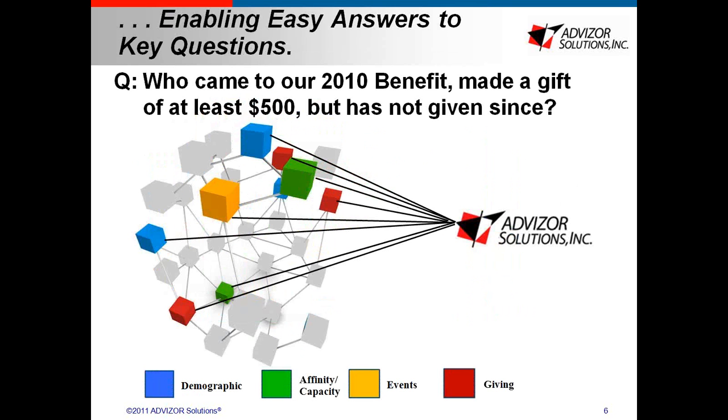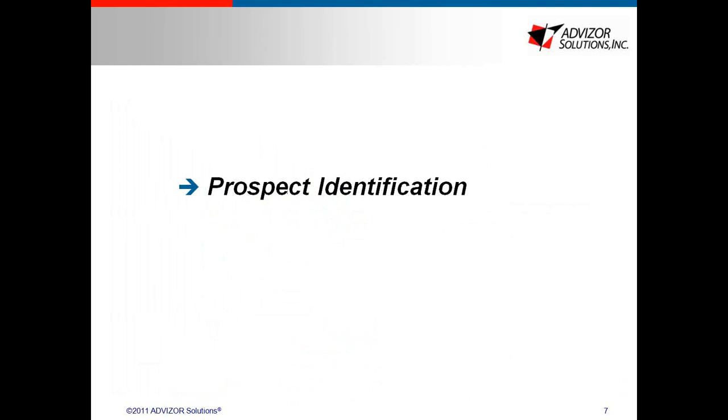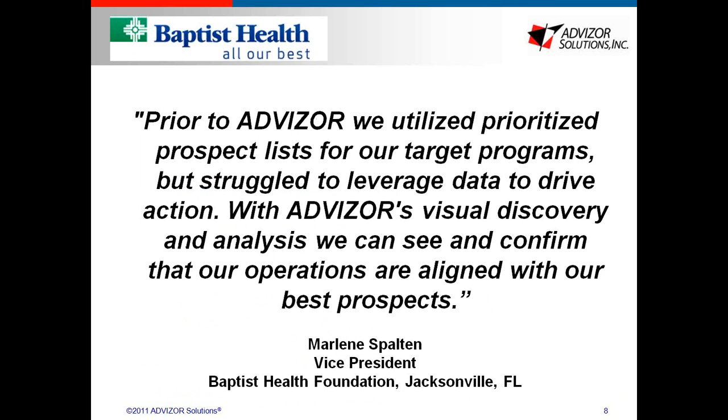The question we're going to look at in our first demo is a typical one in healthcare and not-for-profit fundraising. We had a 2010 benefit dinner. Who came, made a gift of at least $500 at that event, and has not given since? This is a solution area we would call prospect identification.